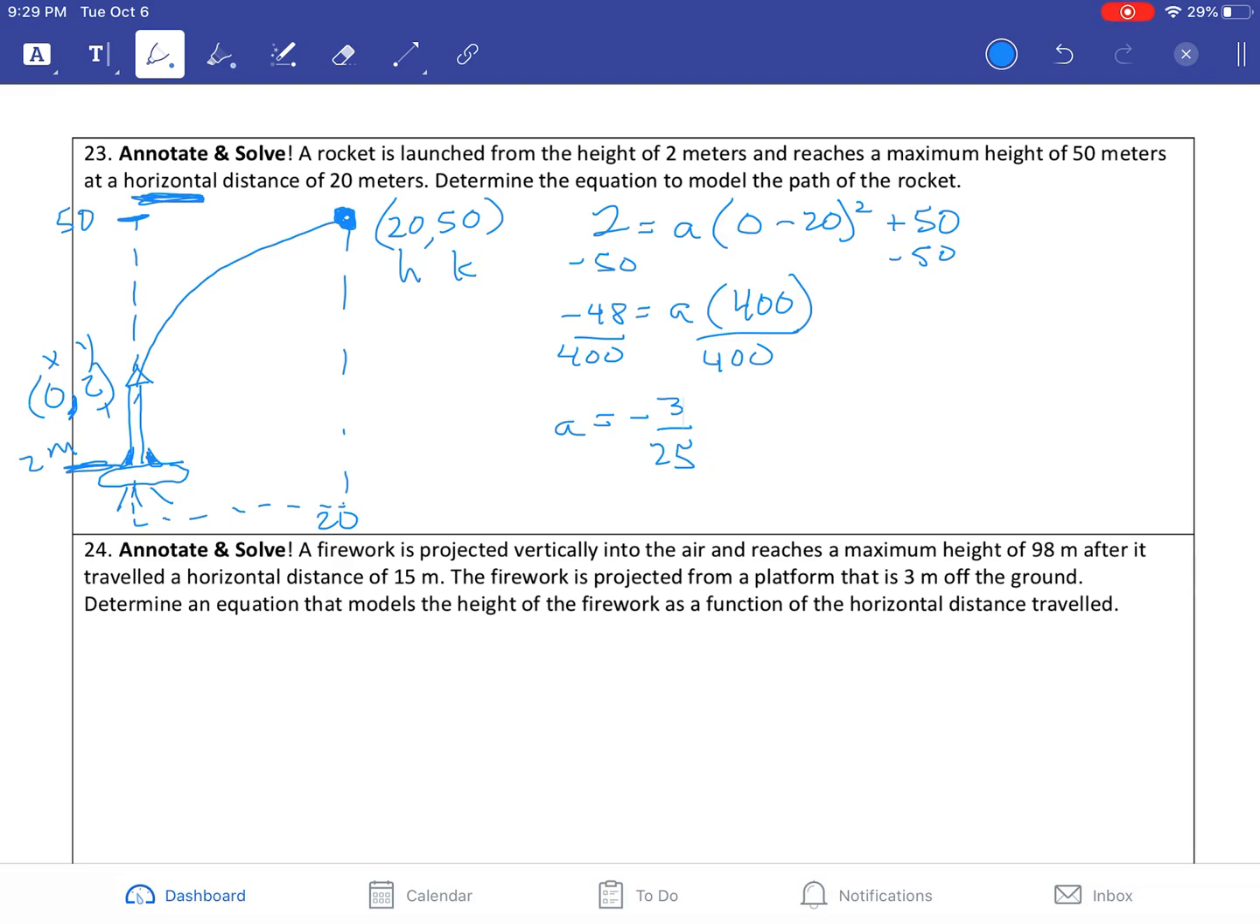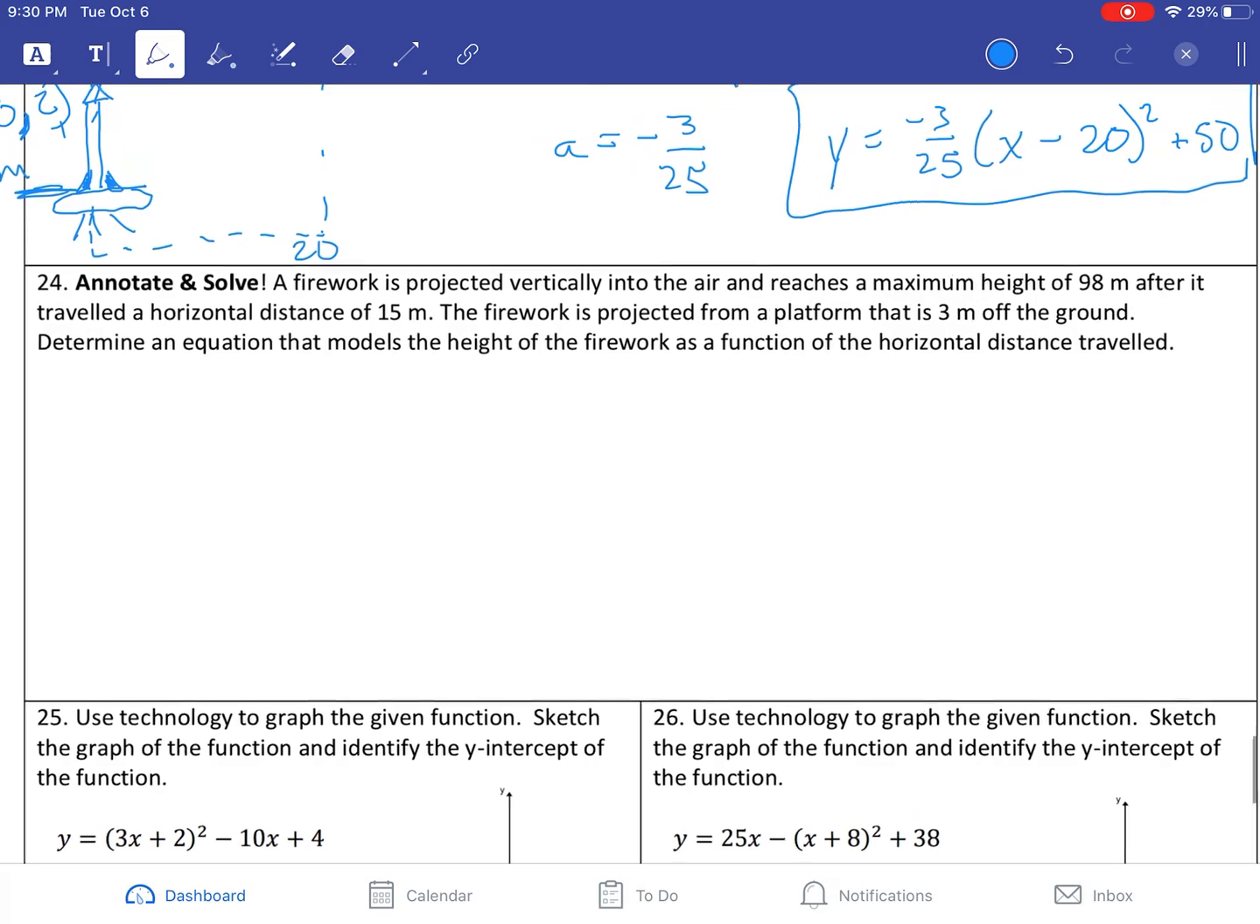Now that we have our a value, we can put it back in the equation. Y is equal to negative 3 over 25 times x minus 20, quantity squared, plus 50. Okay, so on these types of problems, you're grading 1 is your picture drawn correctly with the values in the right spots, and 2 is your equation correct. Did you show the work? All right, 24, same idea.